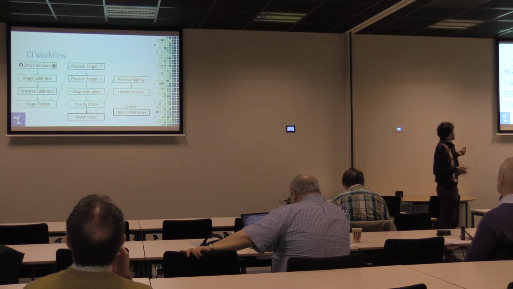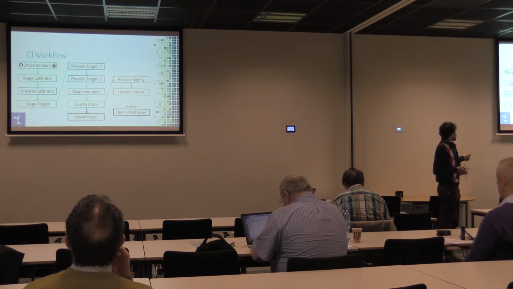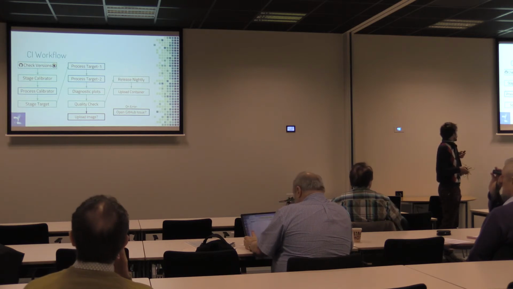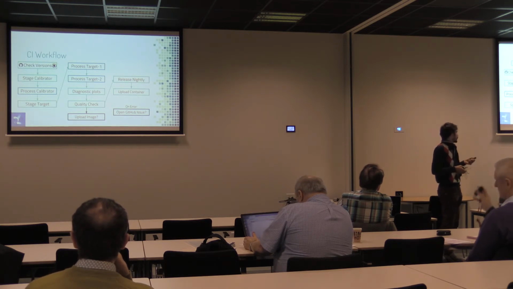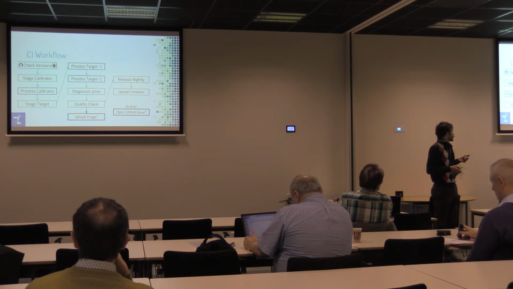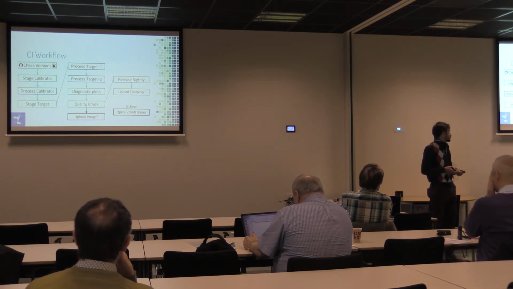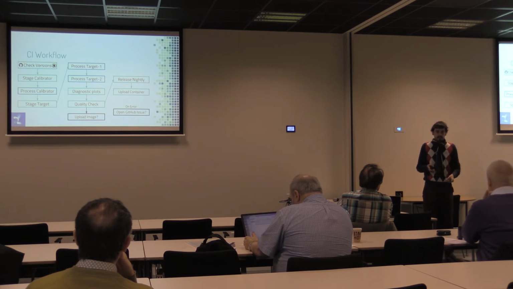So we check whether there are new versions of our scripts on GitHub or of our Singularity container. And then the pipeline that you saw previously is basically here. It stages some data, so it puts some data online, and it processes the calibrator and processes the target, the science target. It creates some diagnostic plots, something that we don't have yet, but it's very important. We need to create quality criteria for our data because we know that our data has been processed, or actually, we hope that our data has been processed.